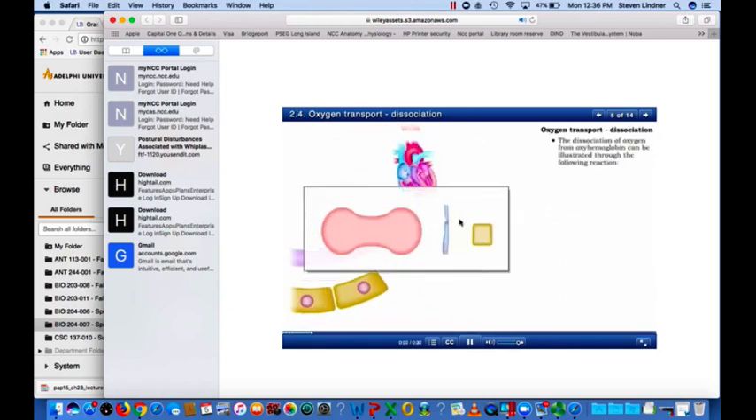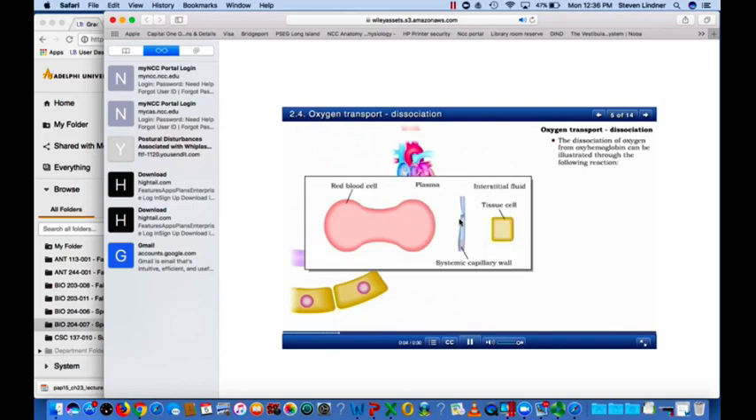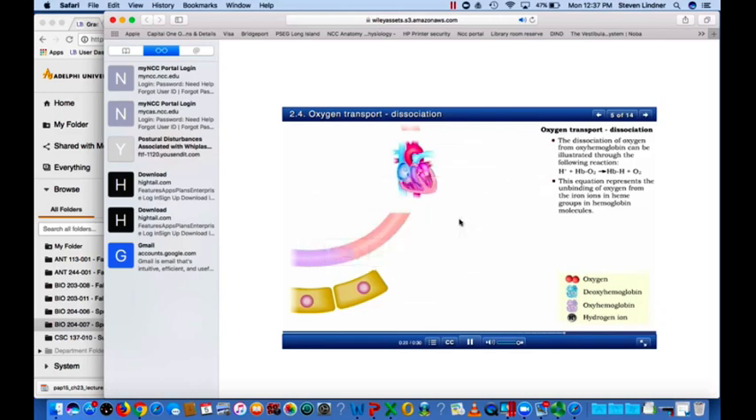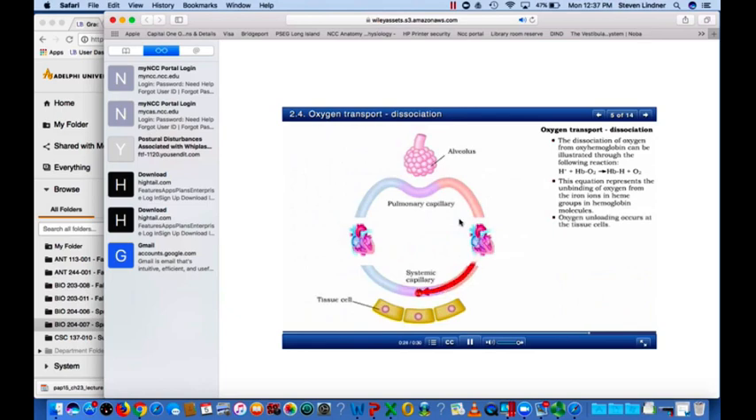The dissociation of oxygen from oxyhemoglobin can be illustrated through the following reaction. Hydrogen ions bind to oxyhemoglobin to form deoxyhemoglobin and oxygen. This equation represents the unbinding of oxygen from the iron ions in heme groups in hemoglobin molecules. Oxygen dissociation occurs at the tissue cells.